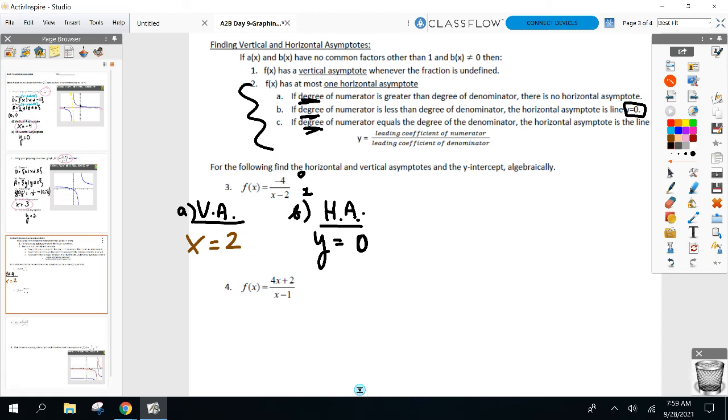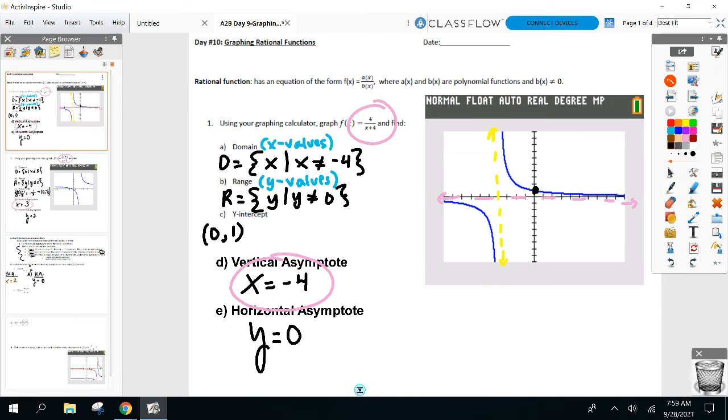Real quick, go back to problem number 1. Take a quick look at it. Remember, we found out looking at the graph, it was y equals 0. Well, why? What was the degree in the numerator? It's 4. What's the degree? 0. And what was the degree in the denominator? X plus 1 plus 4. 1. So if the denominator is greater, it's always y equals 0.